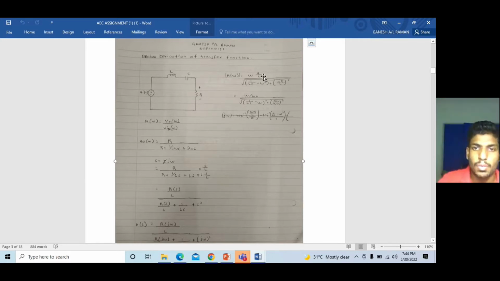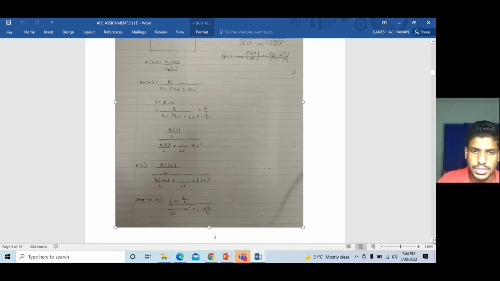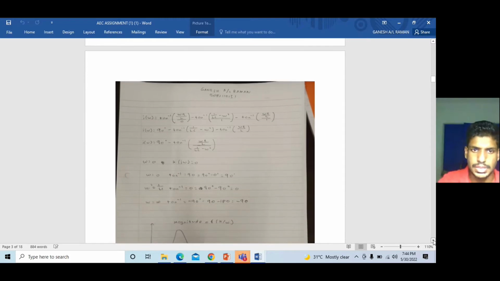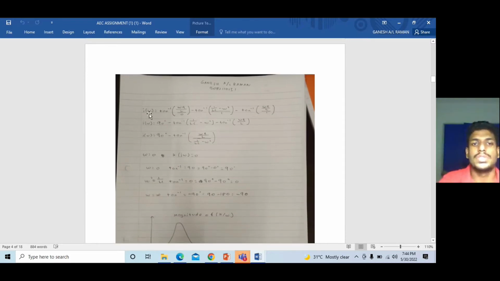The R over L, I make it omega naught. So after I get this value, I change it to the phase. The phase of H(j omega) equals the inverse tangent of omega R over L divided by 0, minus the inverse tangent of omega R over L divided by 1 over LC minus omega squared.